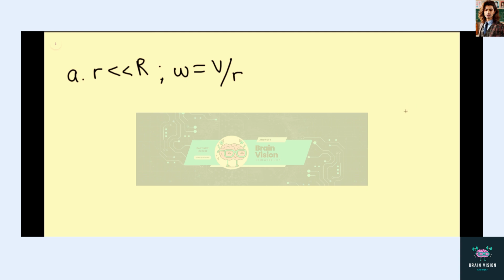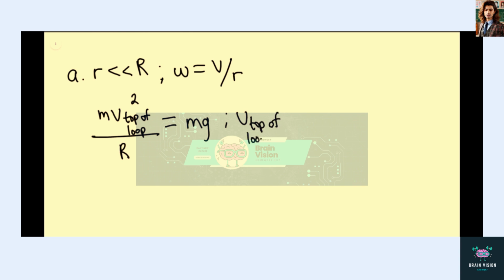Therefore, we can say that the mass of the marble times the velocity at the top of the loop squared over R would be equal to the weight of the marble. So we can say that the velocity at the top of the loop squared would be equal to g times the radius of the loop itself. And then, due to the conservation of energy, the energy at the release point would be equal to the energy at the top of the loop.